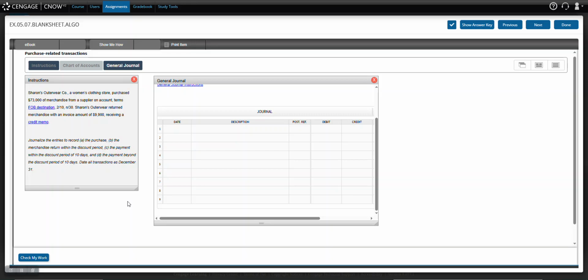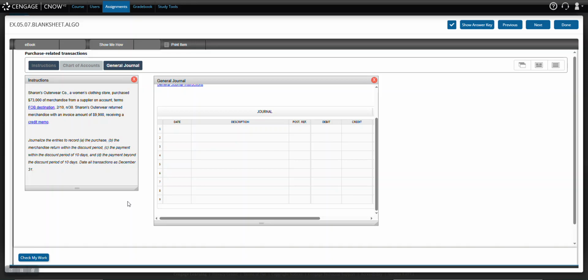It tells us that our company is a women's clothing store. We've purchased $73,000 of merchandise from a supplier on account. The terms are FOB destination, 2/10, net 30, and then they returned merchandise with an invoice amount of $9,900, receiving a credit memo. So let's take this step by step.